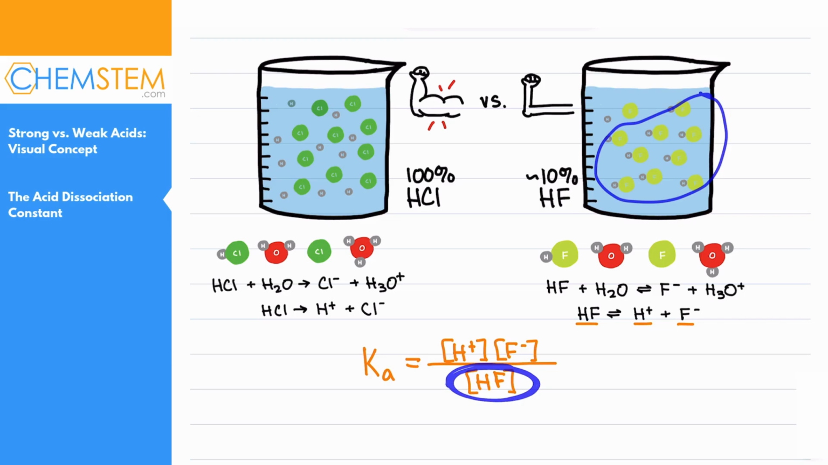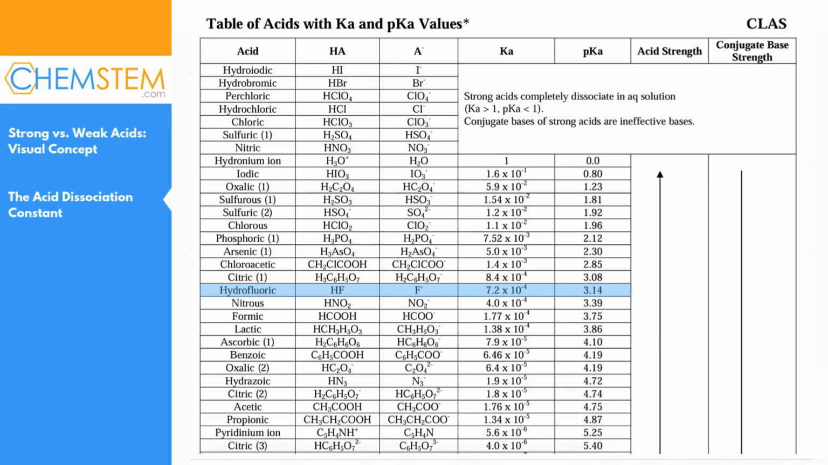And if you think about how fractions work, a very large denominator means you're dividing by a large number, so you're going to have a small number here. A small Ka means that it is a weak acid. So let's look at our Ka values. We have some pretty tiny Kas.